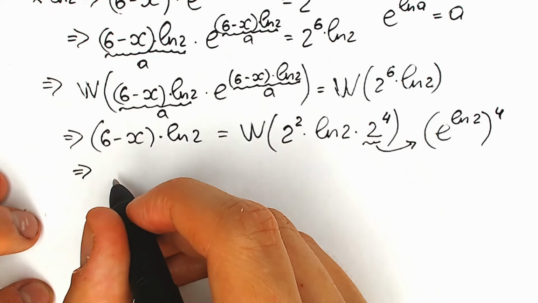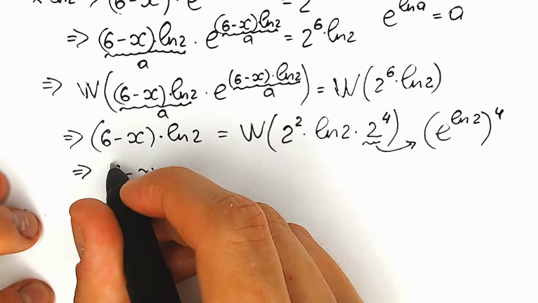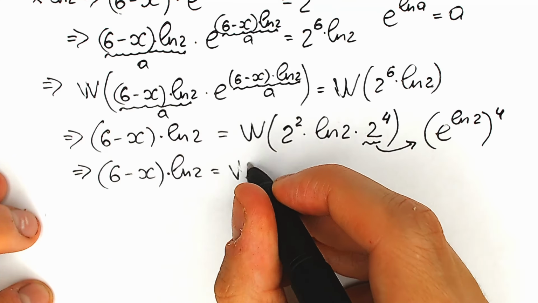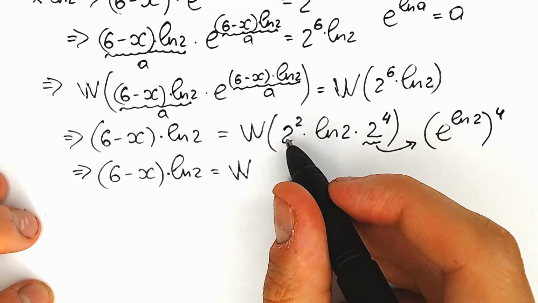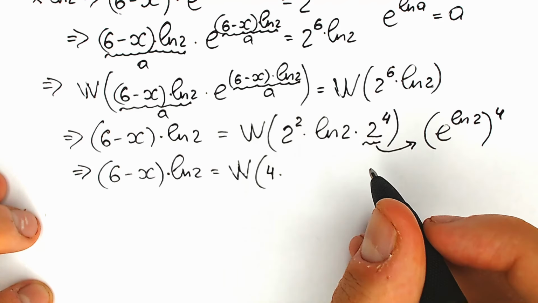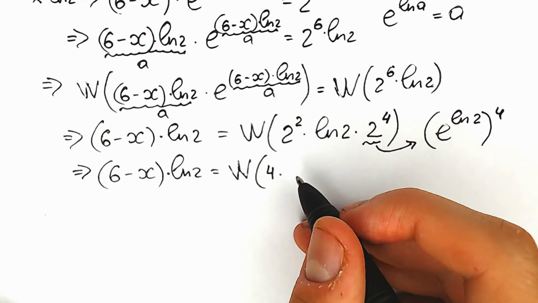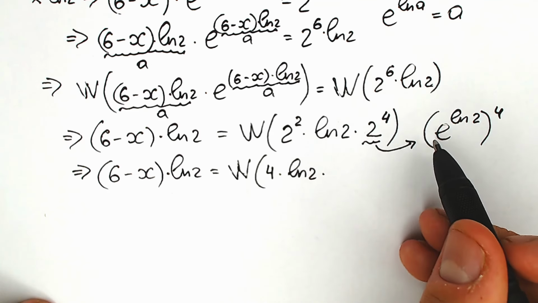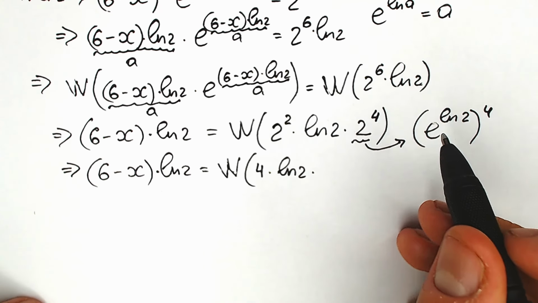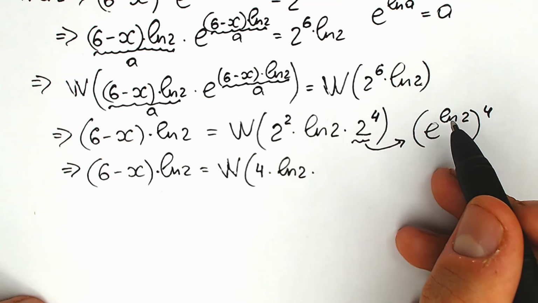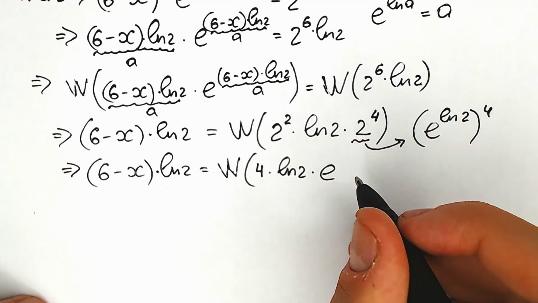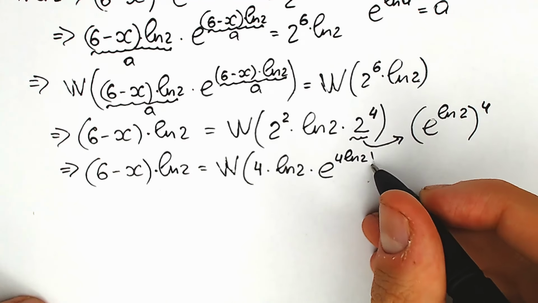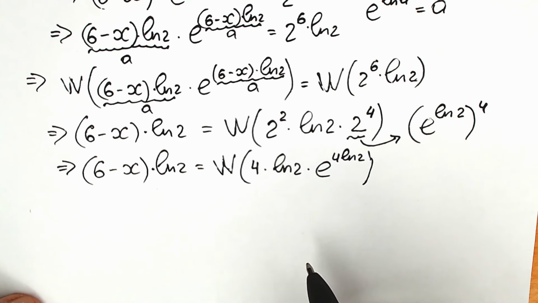We have 6 minus x in the beginning: 6 minus x times natural log 2 equals the Lambert W function of, instead of this 2 squared, I can write 4 times natural log 2, okay, natural log 2, and times, instead of 2 to the power 4, as I said before, we're going to write this expression. So e to the power natural log 2, to the power 4, is equal to e to the power 4 times natural log 2. Okay, we can multiply our powers.